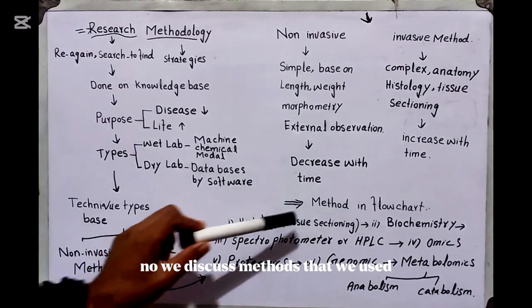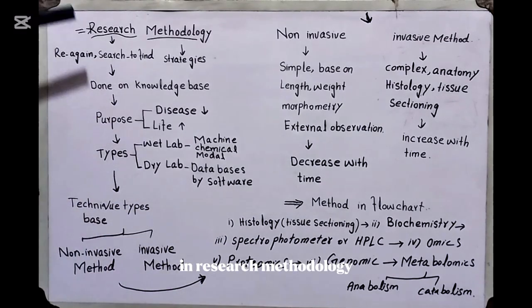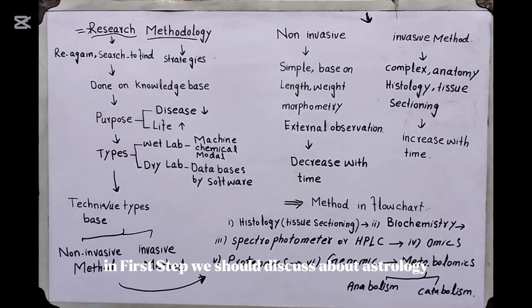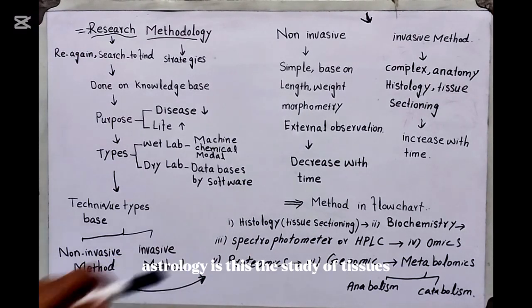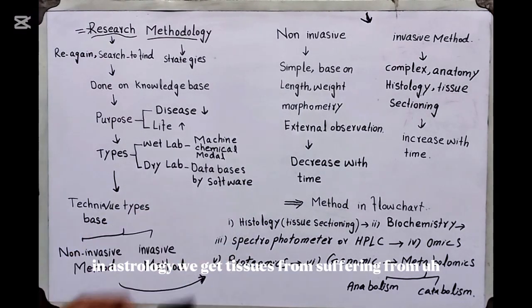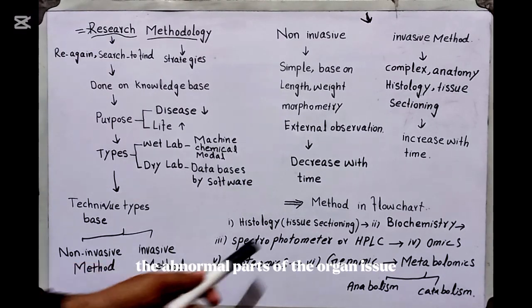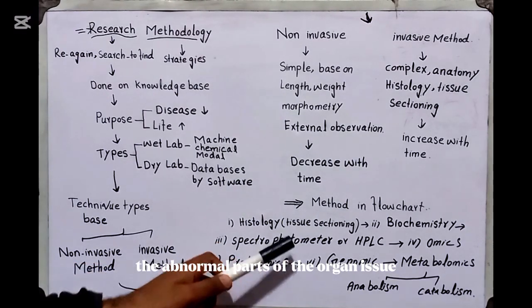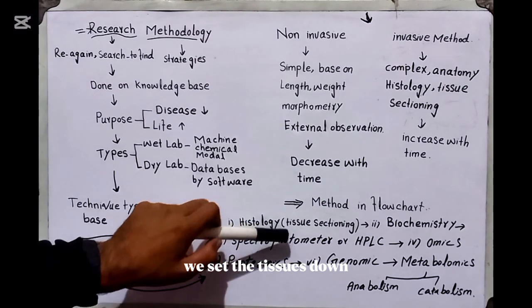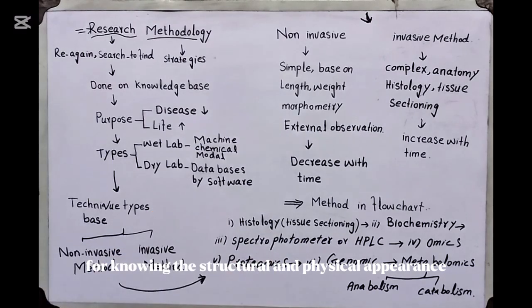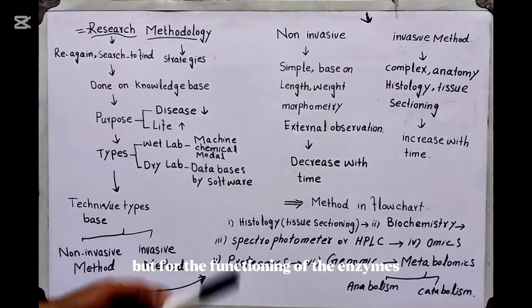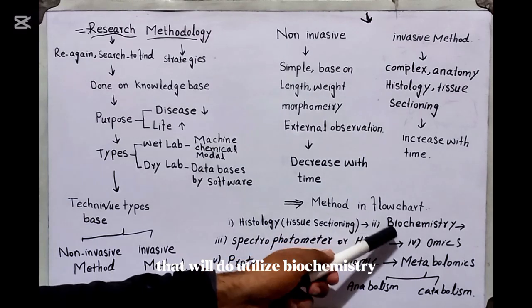Now we discuss the methods that we use in research methodology. In the first step, we should discuss histology. Histology is the study of tissues. In histology, we get tissues from the abnormal parts of the organ. We section the tissues to know the structural and physical appearance. But for the functioning of the enzymes, we utilize biochemistry.